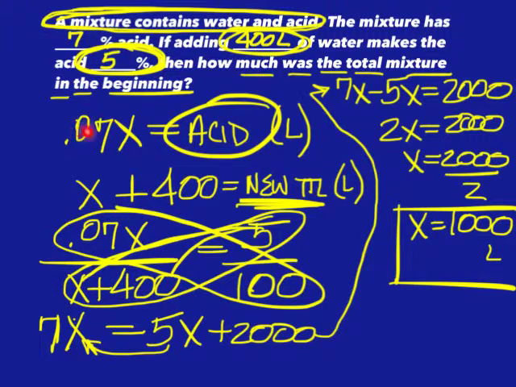So anytime you have the amount of acid and the new total, you can divide them to come up with the new percent, 5 over 100. Cross multiply this way first to get 7x, and then by this way, 5 times x is 5x, and 5 times 400 is 2,000. Now move your 5x over to the left, and we had to come up here to do that. 7x minus 5x is 2x. Divide your 2,000 by 2 to get 1,000.